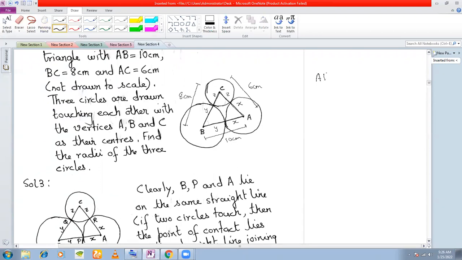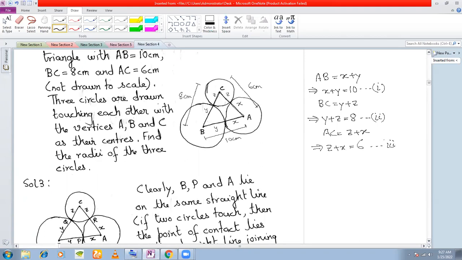AB, what is the length of AB? It is X plus Y, isn't it? And what is the length of AB given here? Length of AB is given to be 10 centimeters, right? So this is our first equation. Also, the length of BC is Y plus Z. And what is the length of BC given here? 8 centimeters. So this is the second equation. Also, for AC, the length is Z plus X. And what is the length of AC given here? It is 6. So we are getting 3 equations in X, Y, and Z.